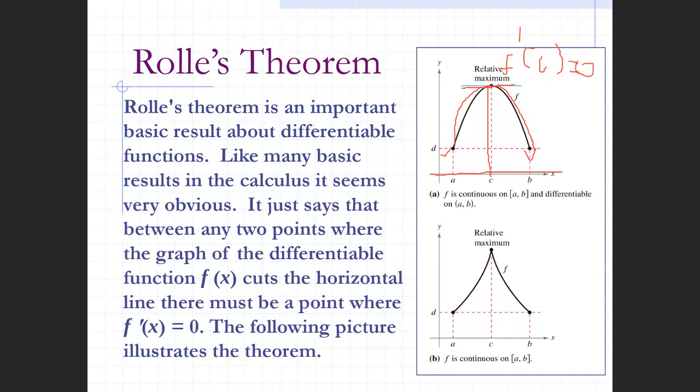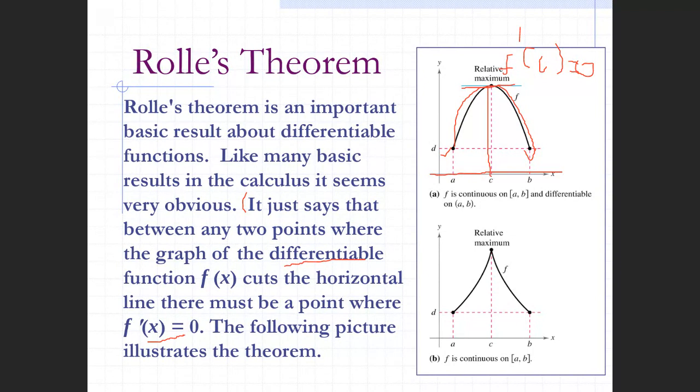About this graph, Rolle's theorem is an important basic result about differentiable functions. Like many basic results in calculus, it seems very obvious. What Rolle's theorem says is that between any 2 points where the graph of the differentiable function f of x cuts the horizontal line, there must be a point where f dash of x is equal to 0. You can illustrate this theorem with the help of diagrams.